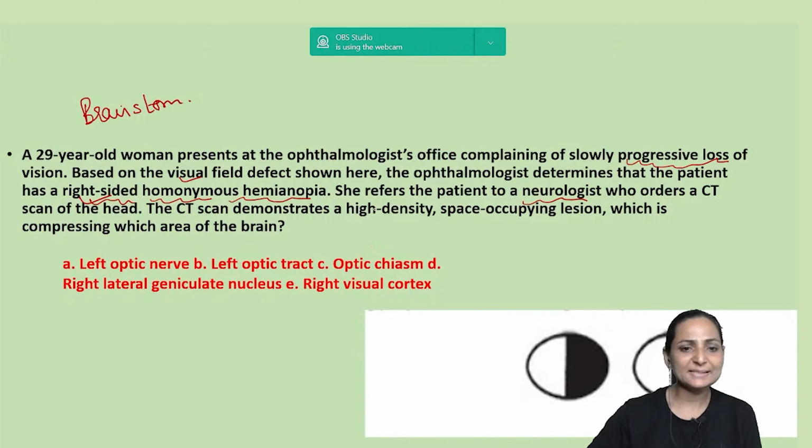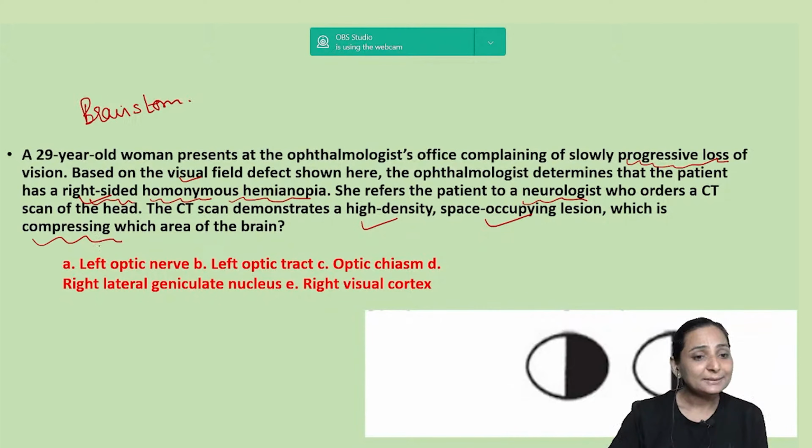On the CT scan, there is a high density space occupying lesion which is compressing the brain. Now just looking at the lesion, tell me where is the site of lesion? A, left optic nerve, B, left optic tract, C, optic chiasma, D, the lateral geniculate body, or E, the right visual cortex. So look at the diagram very nicely, which is reflecting a right-sided hemianopia. What comes into your mind when you see a right-sided hemianopia, right?